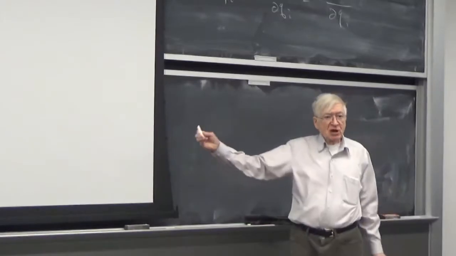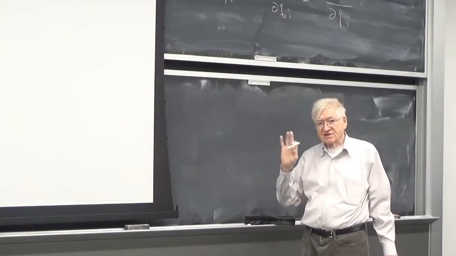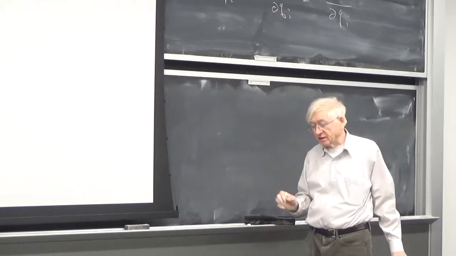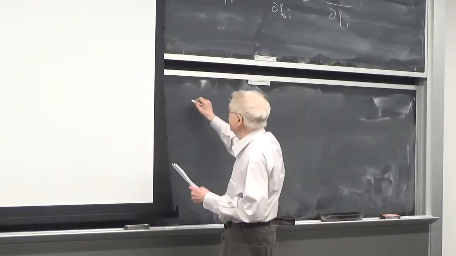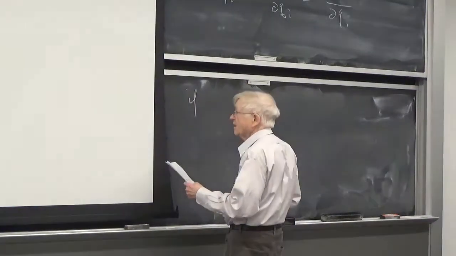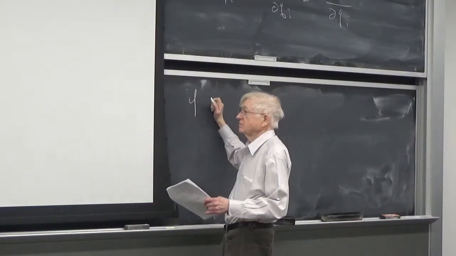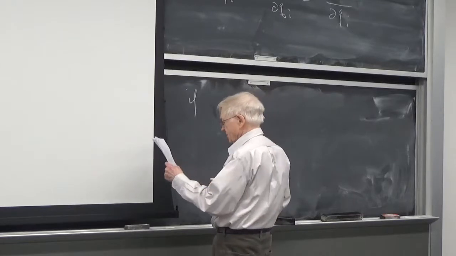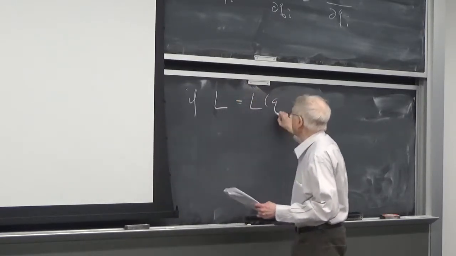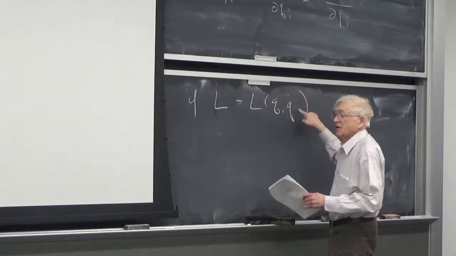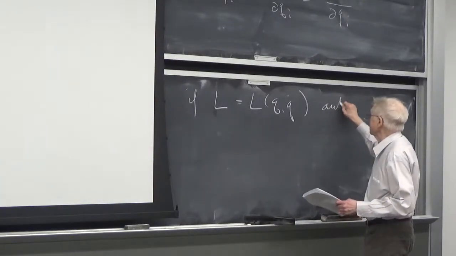I did this for a general Lagrangian that may depend upon time as well as the 3n q's and the 3n q dots. On the other hand, if L is simply L of q and q dot, no time at all, then we say that the system is autonomous.